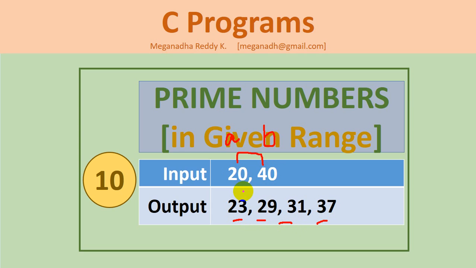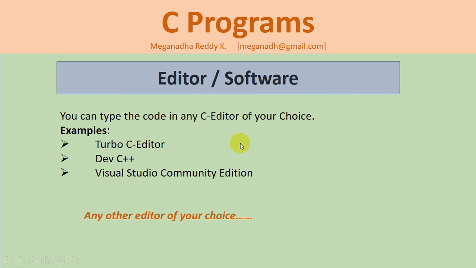For this, I'm going to modify the program that we have written in program 9 to print prime numbers using a function. As always, you can copy the code into any editor of your choice, either Turbo C editor, Dev C++ editor, Visual Studio Community Edition, or any other. I'm going to use Visual Studio Community Edition, and the code will work the same way in any editor. So with that, let's get started, and let me open the program that I have written in program 9.